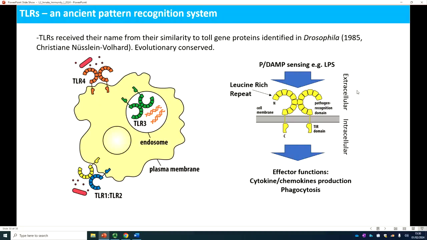And if the toll-like receptor is on the cell surface, it helps to basically transmit that signal across the cell membrane to the cell interior, where we can then get a signaling cascade which will result in effector functions. So this can be cytokine production to propagate that signaling response, or chemokines. Chemokines are important in the migration of cells, and we'll touch on that in the coming lectures as well.